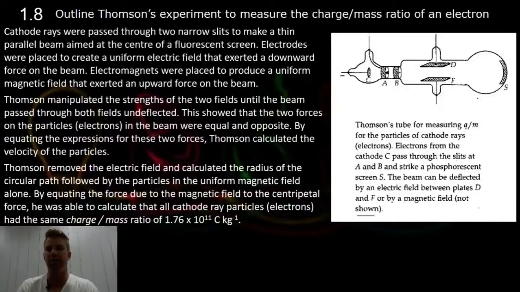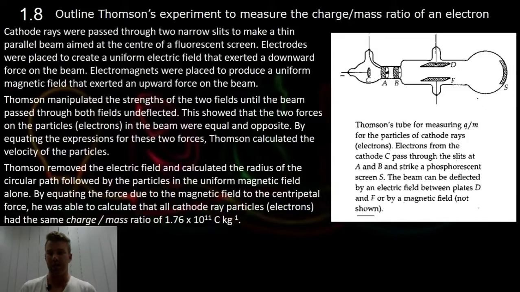1.8. Outline Thomson's experiment to measure the charge-mass ratio of an electron. You would have learned about J.J. Thomson in dot point 1.1 about the inconsistent behaviour of cathode rays. So what was his experiment?